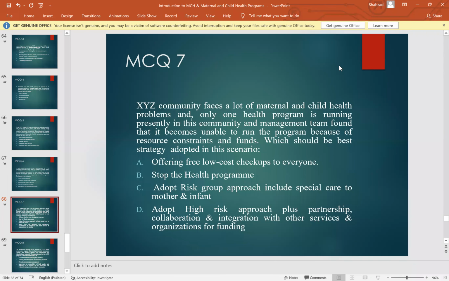XYZ community faces a lot of maternal and childhood problems, and only one health program is running presently in this community, and management team found that it became unable to run the program because of resource constraint and funds. Which should be the best strategy adopted in this scenario? Offering free low-cost checkups to anyone, stop the health program, adopt this group approach, include special care to mother and infant, adopt high-risk approach plus partnership, collaboration, and integration with other services and organizations for funding. D is the correct answer.